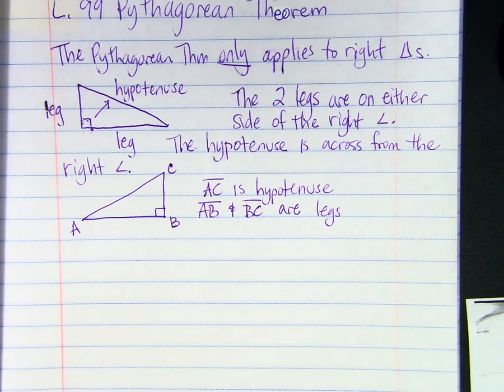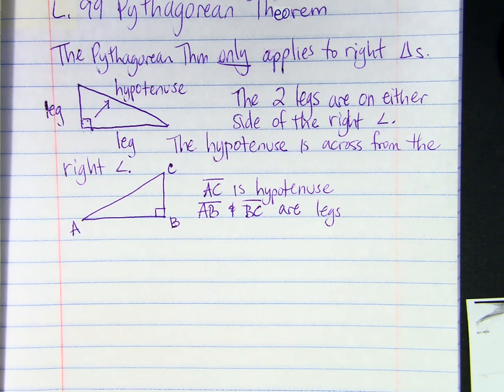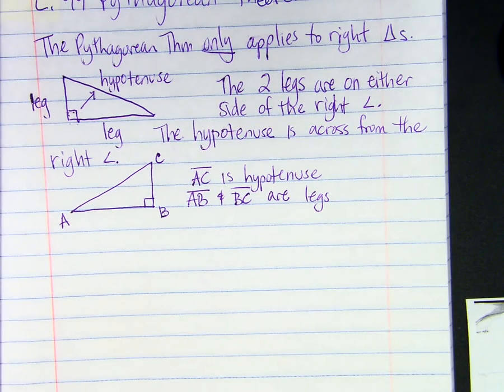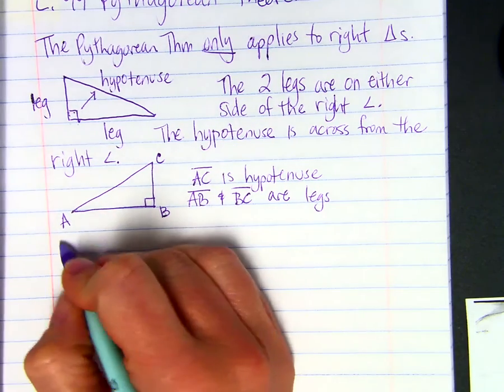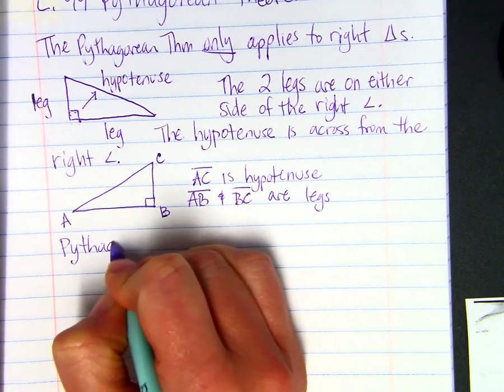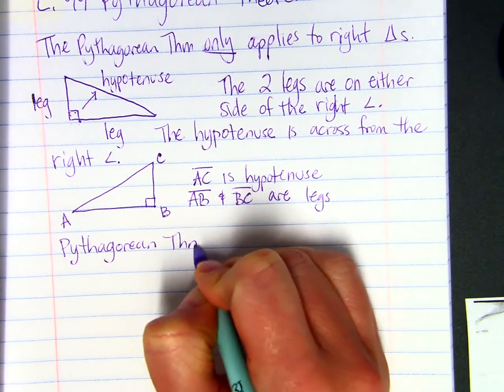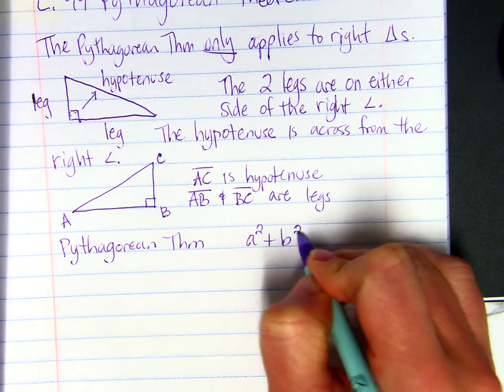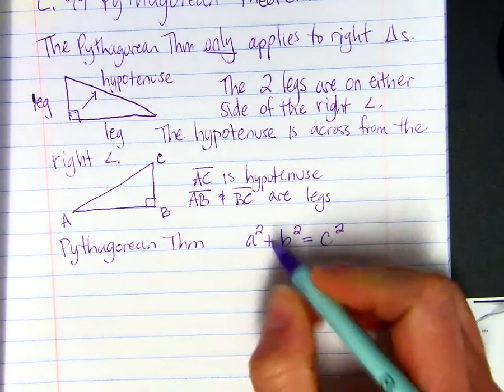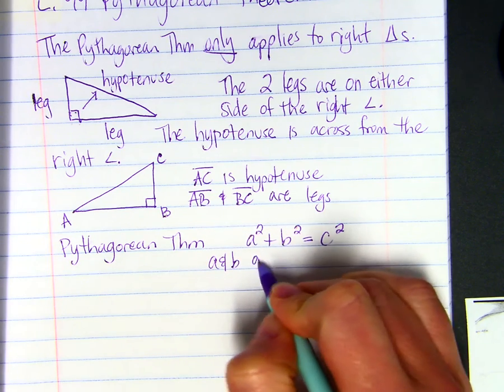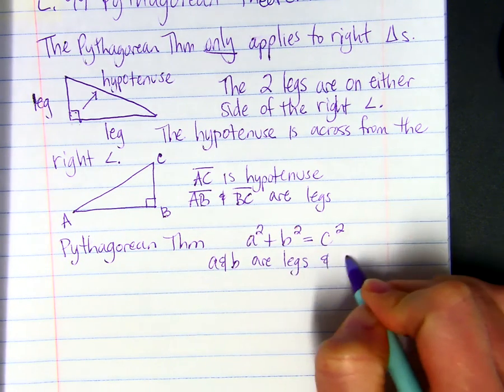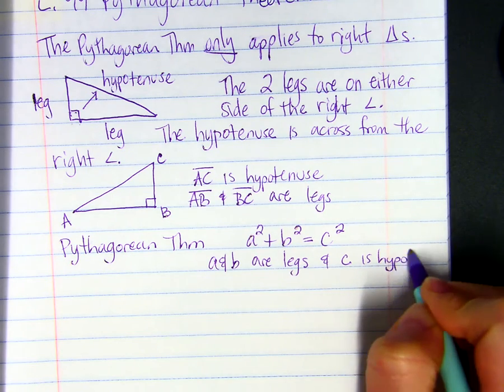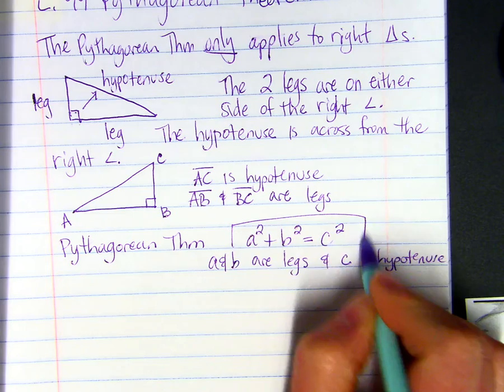The Pythagorean theorem says that if you square the length of the legs and add them together, so the sum of the squares of the lengths of the legs, you will get the square of the hypotenuse. So we're going to write it down using the letters that you will see it in forever after. A squared plus B squared equals C squared. And this is where A and B are the legs, and C is the hypotenuse. And it's the length of those, how long they are.